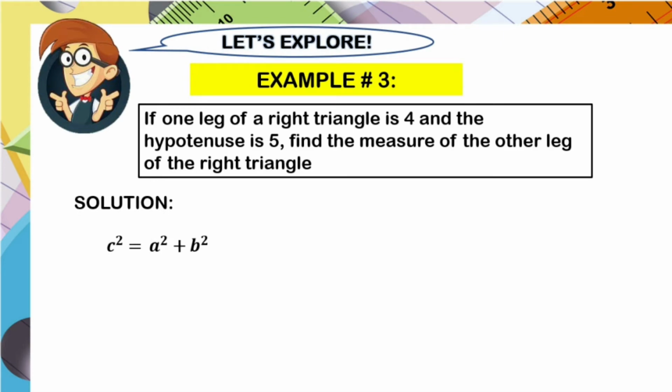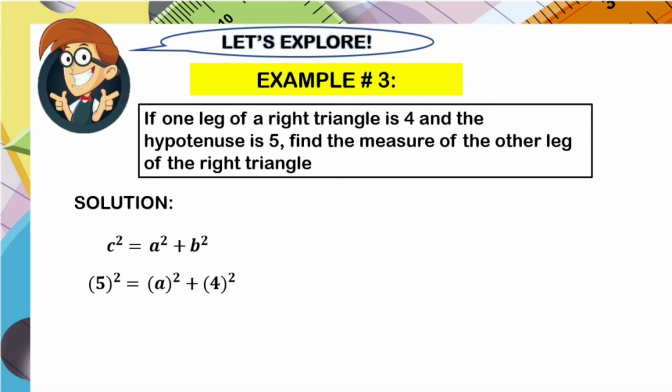To answer this problem, let us use the Pythagorean formula c squared is equal to a squared plus b squared, in which c is the hypotenuse and a and b are the two legs of the right triangle. Then, we substitute the length of the hypotenuse, which is 5, and the length of one of the legs of the right triangle, which is 4, to the Pythagorean formula. Substituting, we have 5 squared is equal to a squared plus b squared.